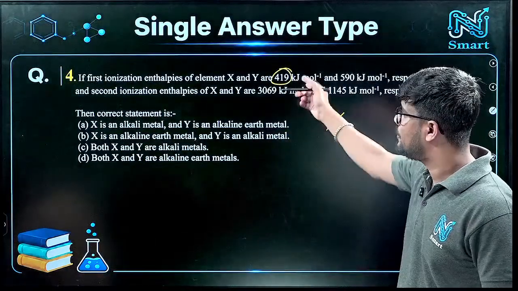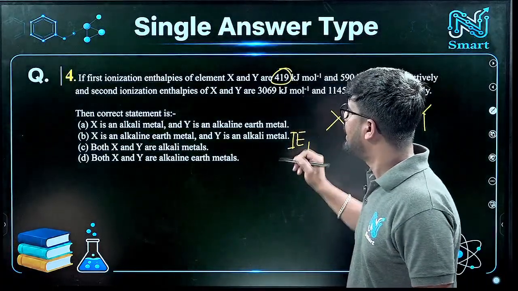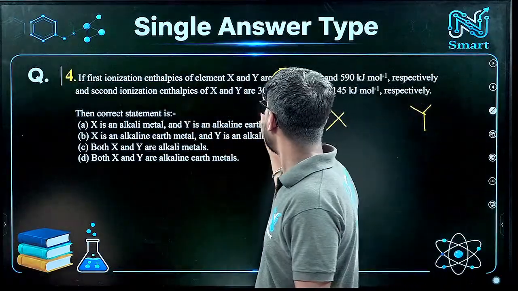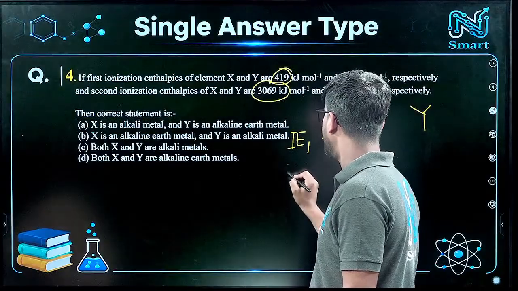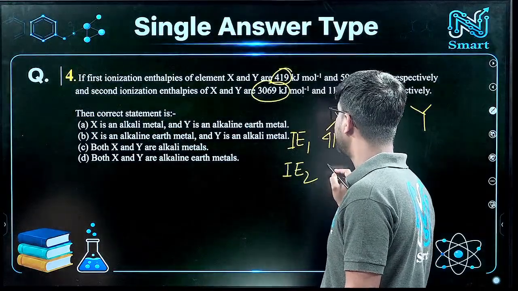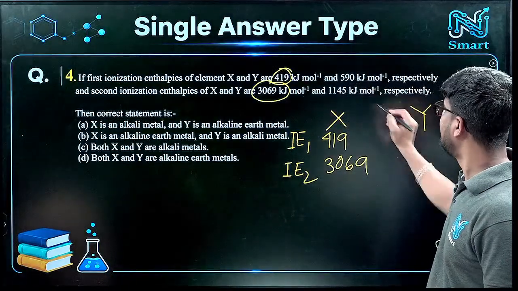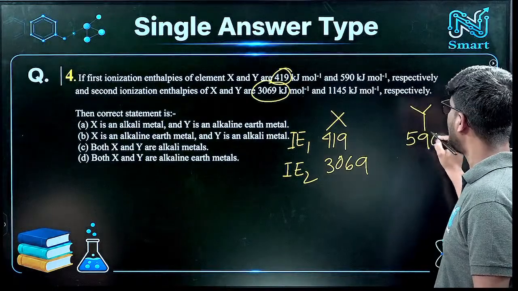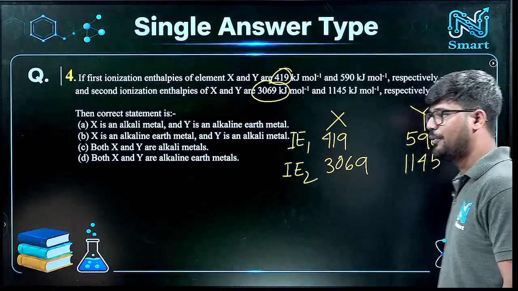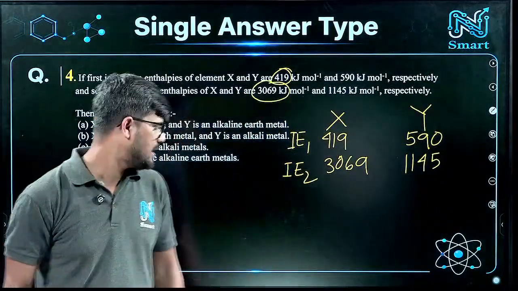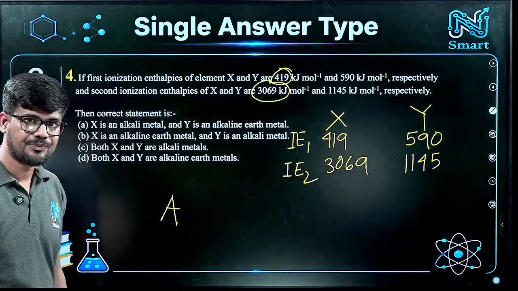For X, 419 is the first ionization enthalpy, IE1, and the second, IE2, is 3069. For Y, it is 590 and the second one is 1145.